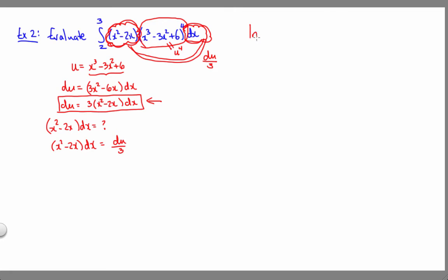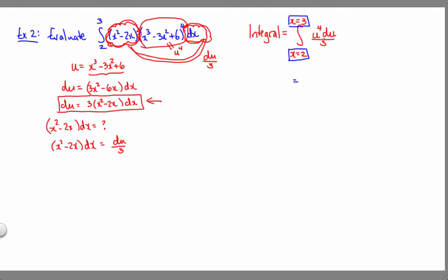The original integral in the question is the integral from x equal 2 to x equal 3 of an expression that looks like u to the 4th du over 3. Notice that these original values, 2 and 3, were x values, so we do really need to say x equal 2 and x equal 3. We'll see why that's important later on.